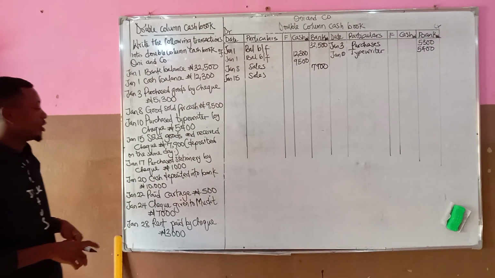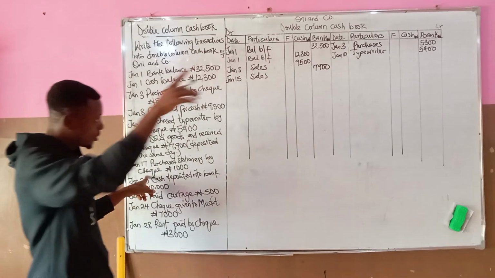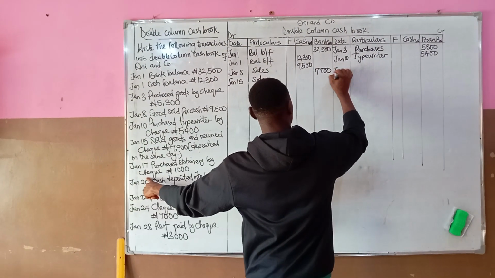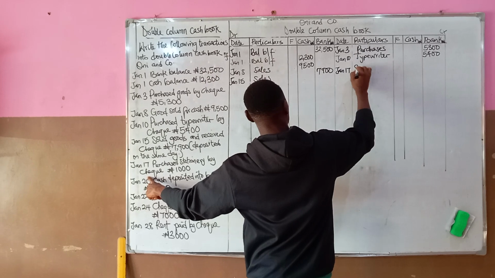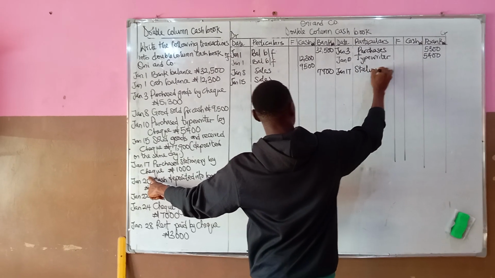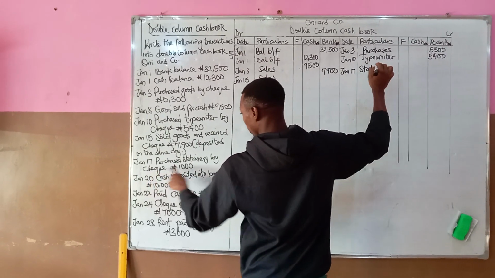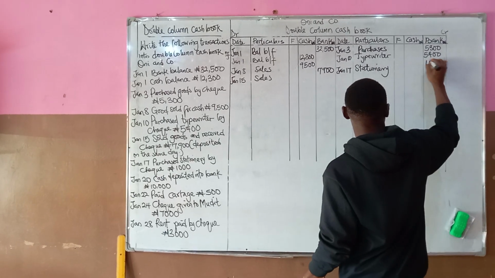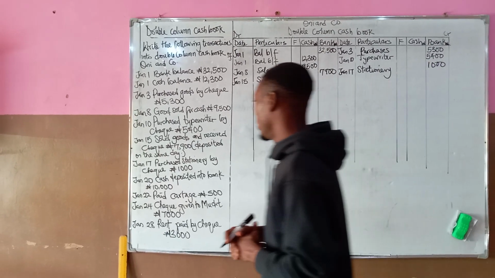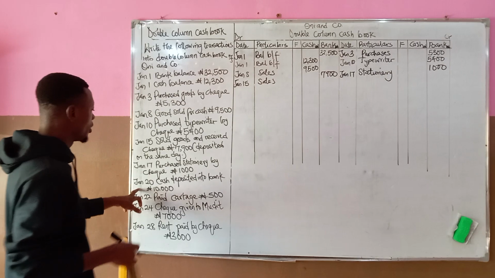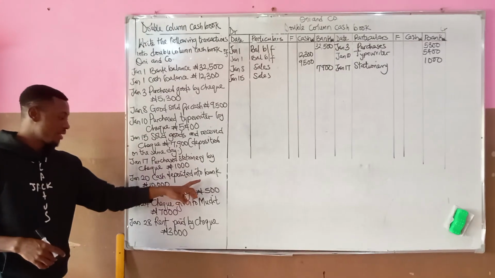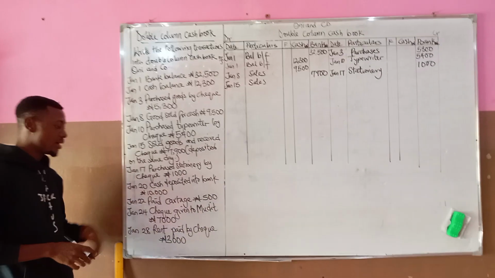January 17, purchased stationery by check, got there. So we have January 17, we got stationery by check, 1,000. Now, January 20, cash deposited into bank, 10,000 naira.